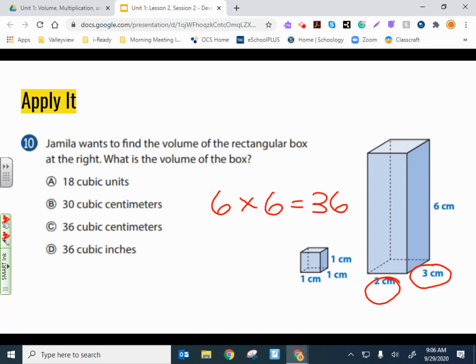Now, this is a tricky one because look at this. They gave you the answer in centimeters and inches. Since our cube right here is in centimeters and all our measurements are in centimeters, letter C is the one that we want. We don't want to mistakenly take this one. So be careful with that.